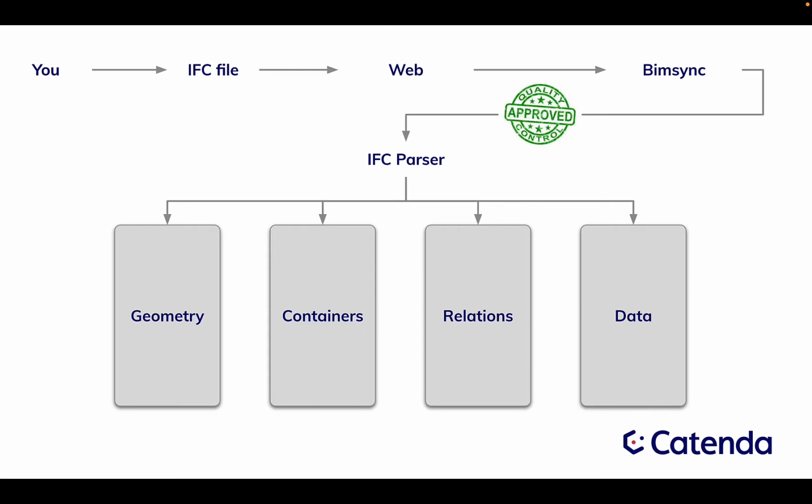Relations. We need to store in a specific way the relations between objects, a door and a wall, a window and a wall, etc. And of course, we also have to store all the data that is associated with any object: properties, names, numbers, GUIDs, etc. So all of that is done when you see this little icon processing inside BIMsync. That's what is happening, basically.